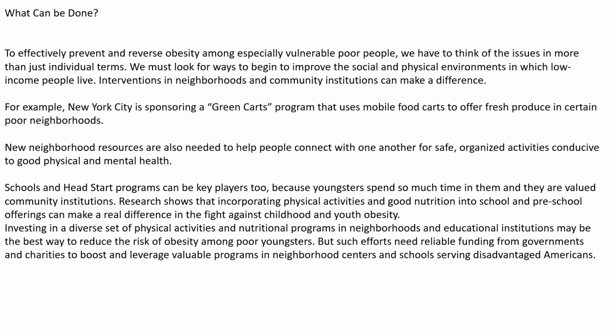So what can be done? To effectively prevent and reverse obesity among especially vulnerable poor people, we have to think of the issues in more than just individual terms. We must look for ways to improve the social and physical environments in which low-income people live. Intervention in neighborhoods and community institutions can make a difference. For example, New York City is sponsoring a Green Cart program that uses mobile food carts to offer fresh produce in certain poor neighborhoods. New neighborhood resources are also needed to help connect people with one another, and safe, organized activities conducive to good physical and mental health.